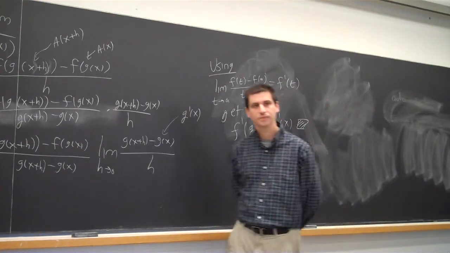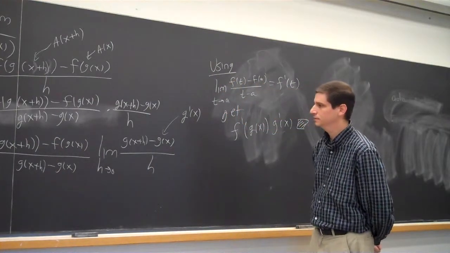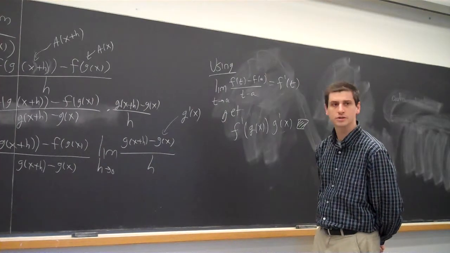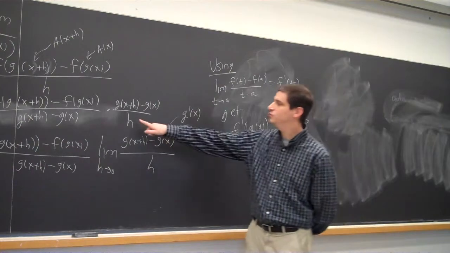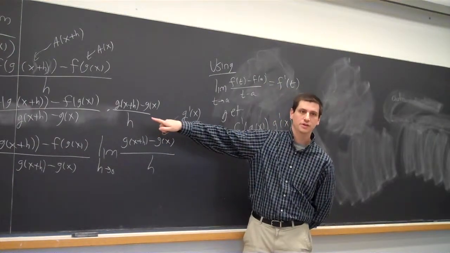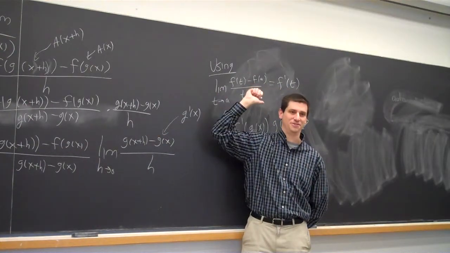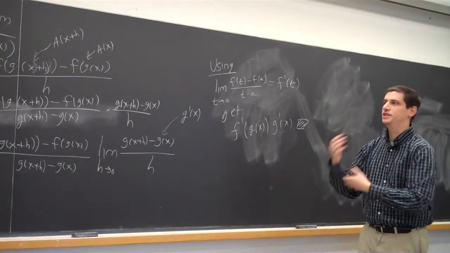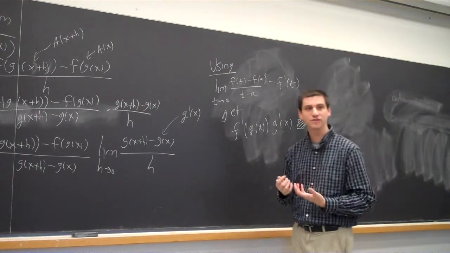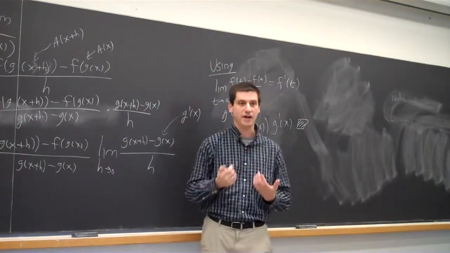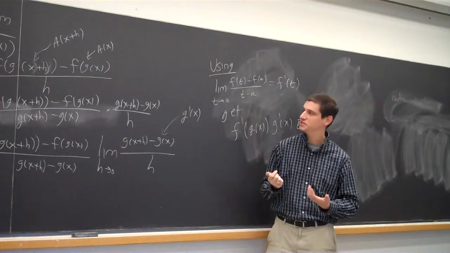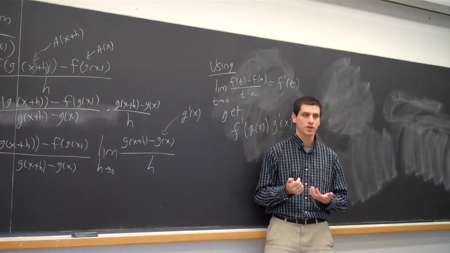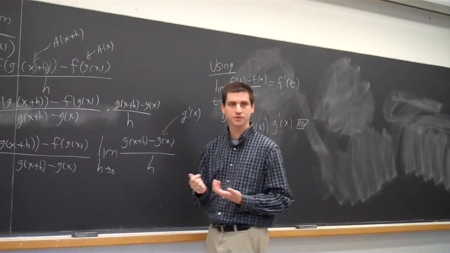Yes? I didn't get, why does the h turn into g of x plus h minus g of x? Why does the h change? The h just moved over here. The h just walked down. So it's all about how you group things. And that's why I wanted to do this illustrative example in the beginning, to give us a sense of how to group things. I want the g of x plus h minus g of x over h, so I want to group things like that. The chain rule is the hardest of all the proofs.